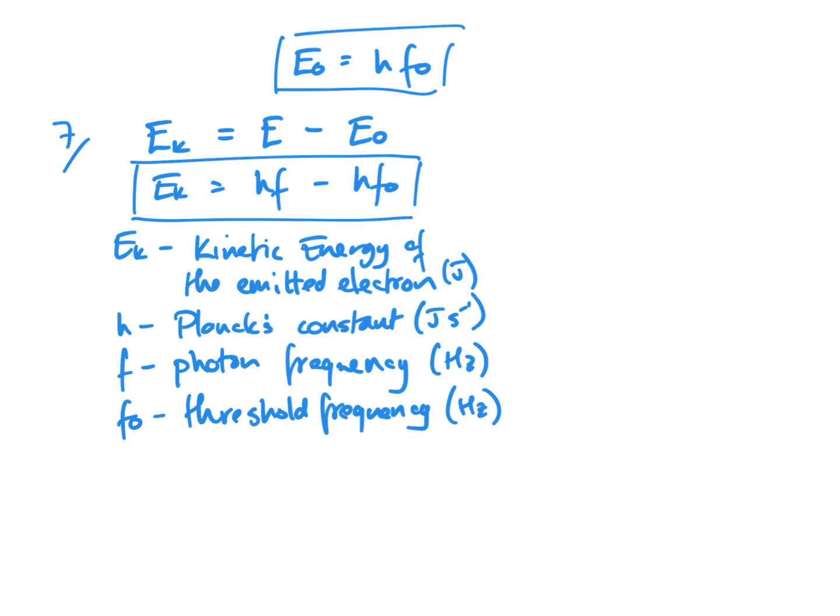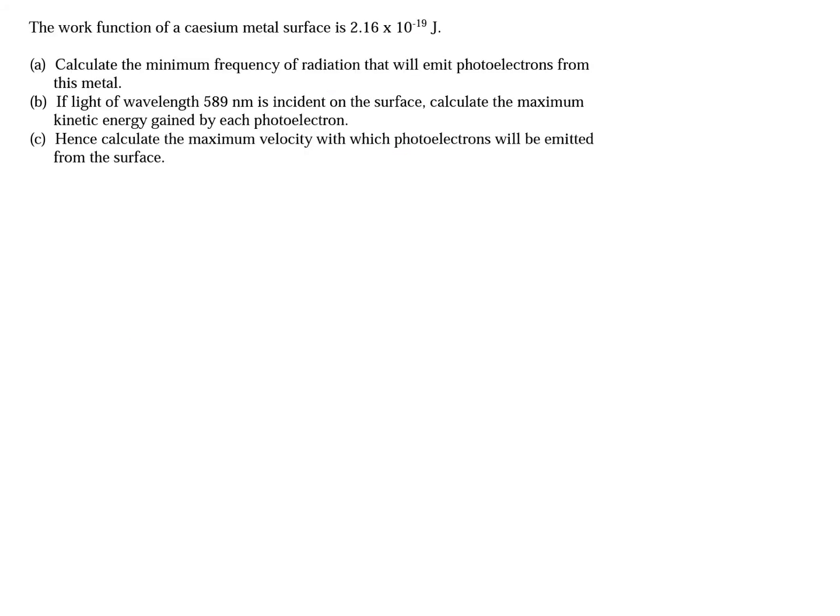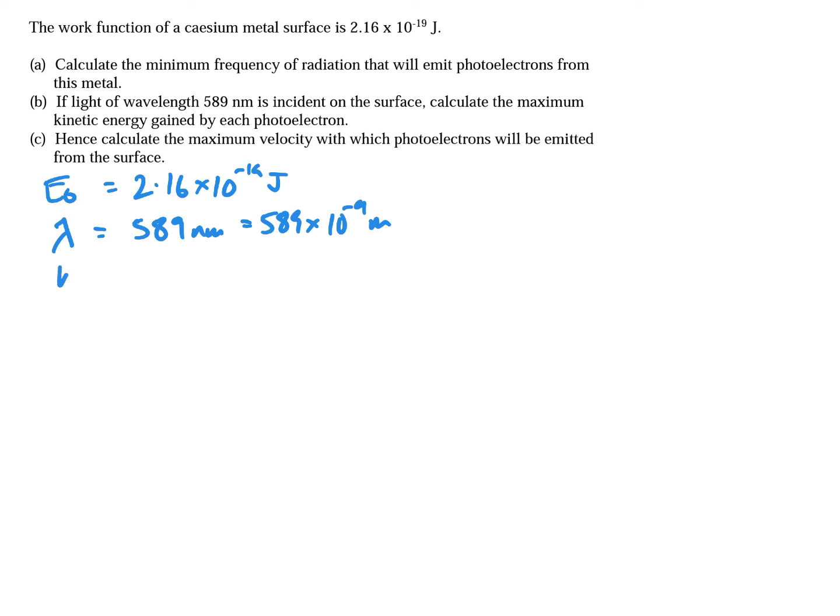So I'll do a worked example based on that. So in this we're given E naught, the work function. We're also given the wavelength of the light being used, and that's all we're given. Obviously, Planck's constant we can look up, and we'll find out later as well. We also need the mass of electron.